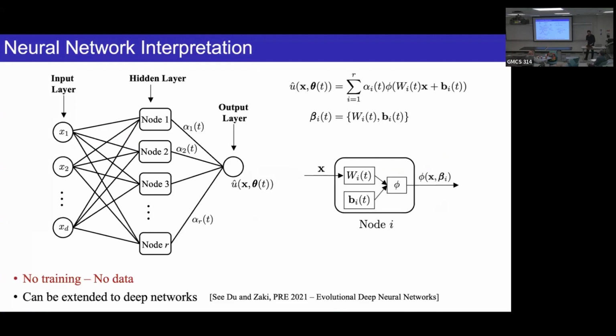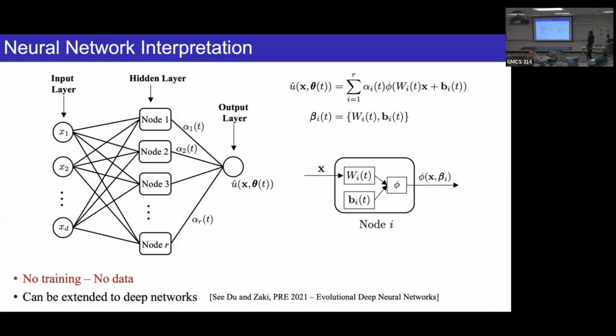The second interpretation that I promised you is their interpretation as neural networks. It's not so much an interpretation, actually, as the neural networks, the way I will describe them, are a special case of shape-morphing solutions. In the following sense: in a neural net, in my context, the inputs are going to be the spatial variables, the coordinates x1 to xd, and the output is going to be my approximate solution.